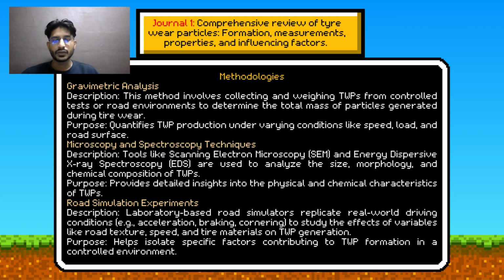The third point is road simulation experiments. Laboratory-based road simulators replicate real-world driving conditions, for example acceleration, braking, and cornering, to study the effect of variables like road texture, speed, and tire materials on TWP generation. The purpose is to help isolate specific factors contributing to TWP formation in a controlled environment.